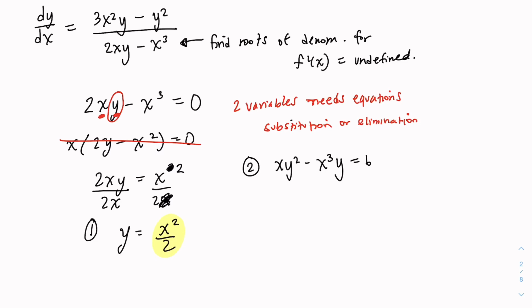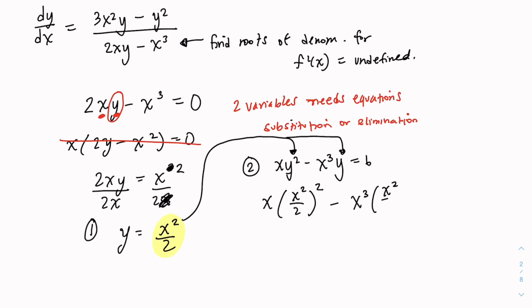So now that I know that y equals x squared over 2, I can plug that information into my original expression. So I'm using equation 1 and equation 2 to get something all in terms of x. So this is x instead of y. I have x squared over 2, but that needs to be squared, minus x cubed times x squared over 2 equaling 6.